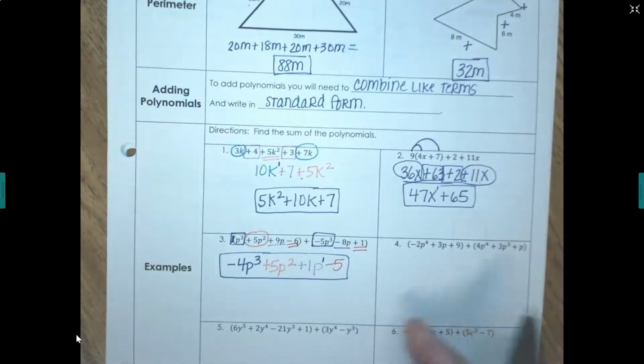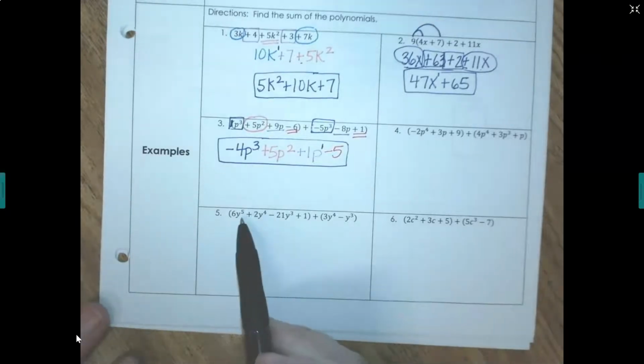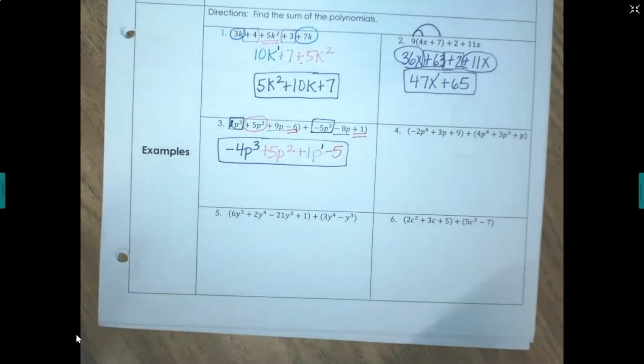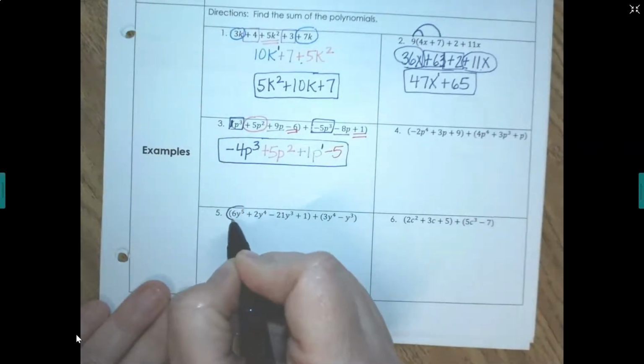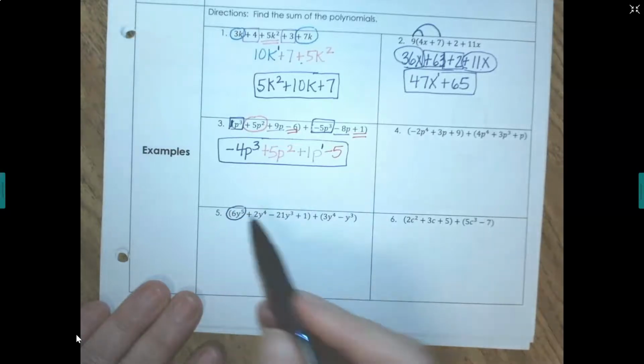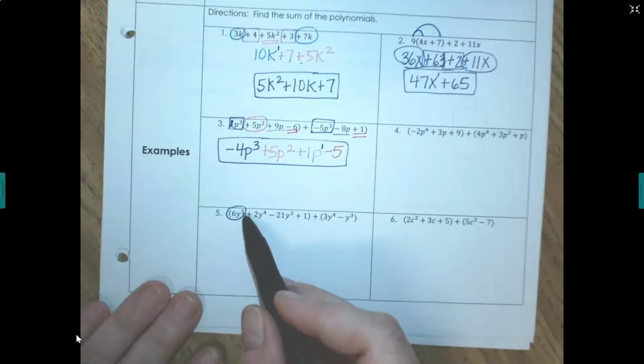Okay, so number 4 would be the exact same problem. We would just combine our like terms. Number 5, we're getting a little bit bigger, so we'll skip 4. Let's look at 5. It doesn't matter how big this exponent is, we treat these exactly the same. Okay, so I'm looking, I see 6y to the 5th. I could say 6y to the 500th. It doesn't matter. You're just looking for something that matches y to the 5th.